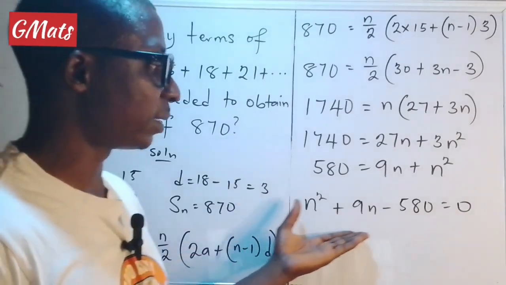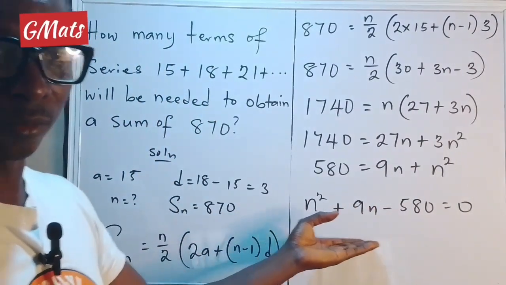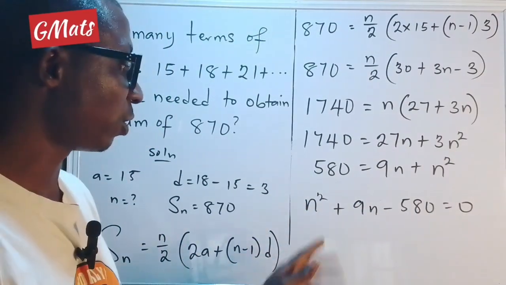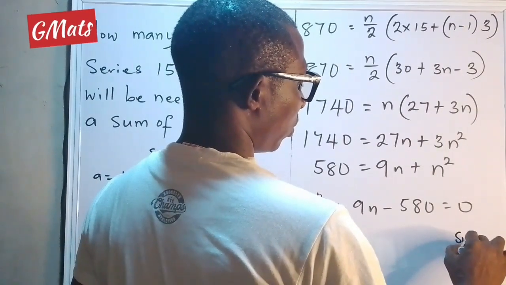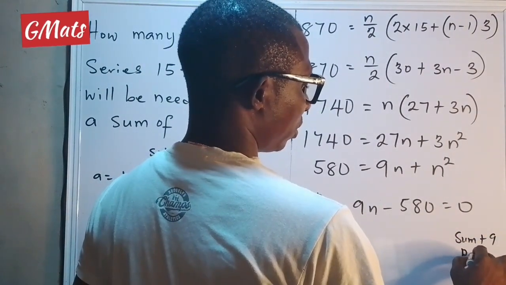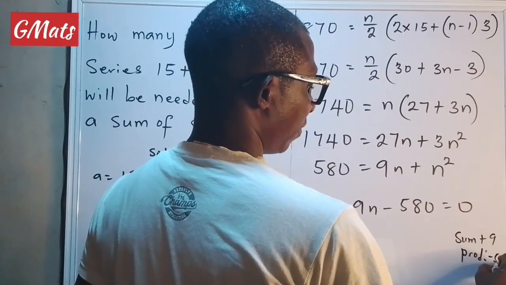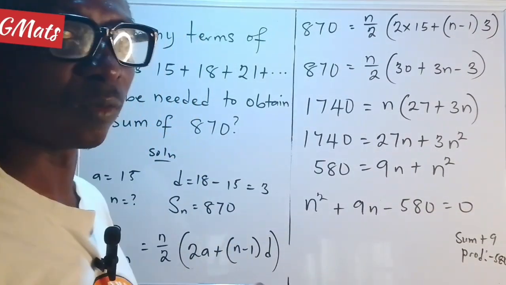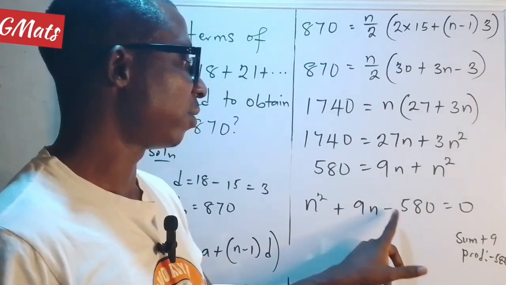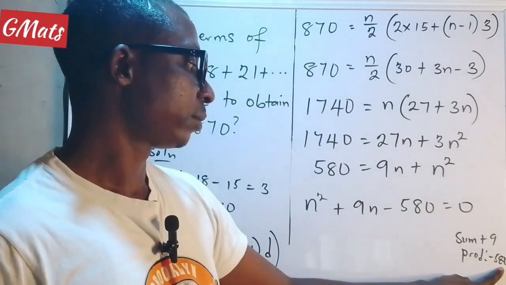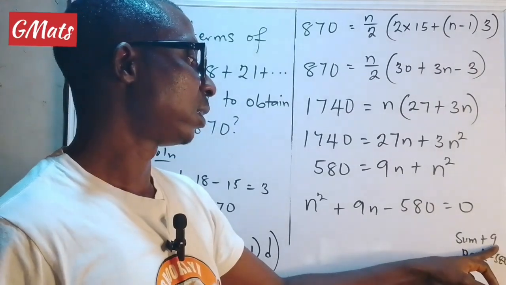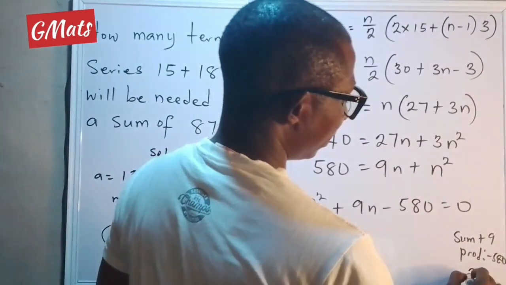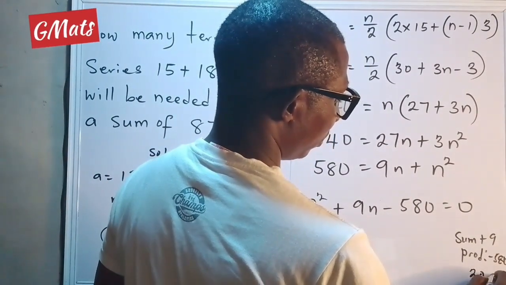All right, hope you get that. Now look at this. This is a quadratic equation that we need to solve. All right, so how do we do this? Now the sum here is plus 9 and the product is minus 580. So you look for two numbers such that when you multiply the numbers together, you have minus 580, and when you add the numbers together, you have 9. All right, so what are the two numbers? So we have 20 and 29.